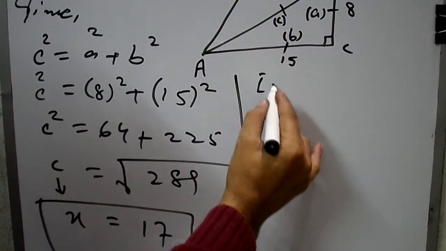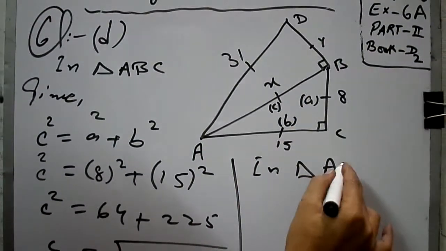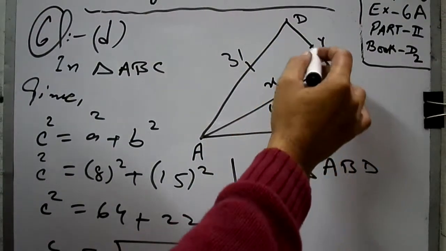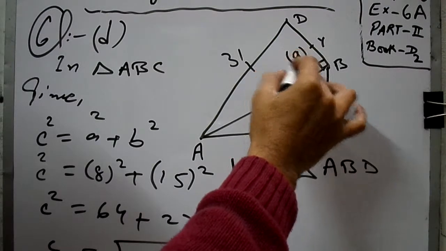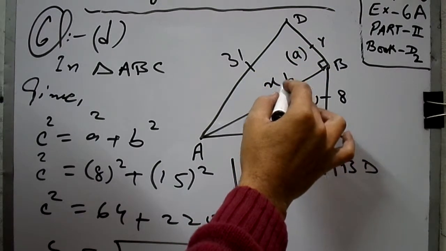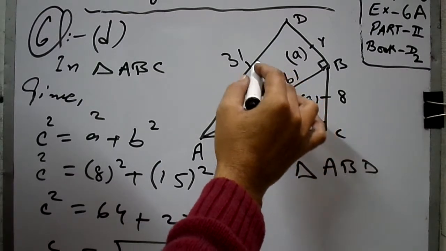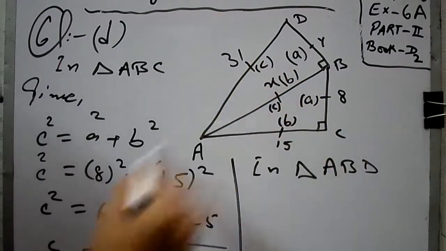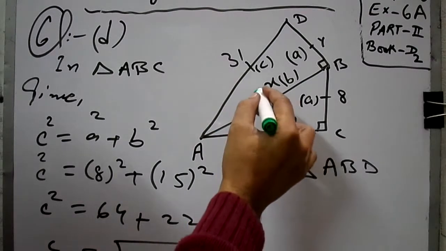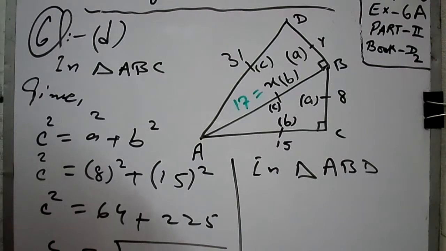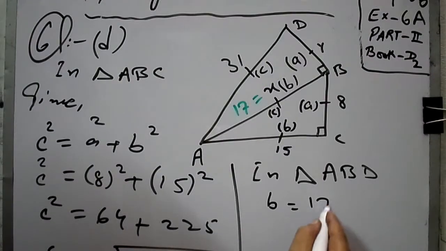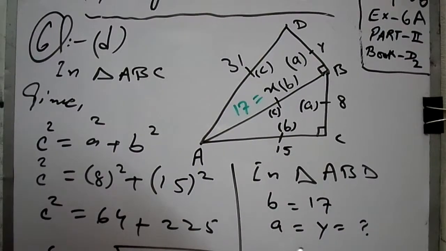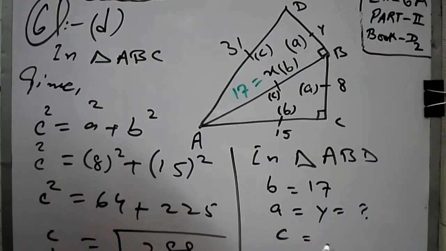So now you take triangle ABD. In this triangle, that is your hypotenuse, that is your perpendicular, which is known as altitude, that is your base, which is your B, and that is your C, which is your hypotenuse. B is x, which you have just calculated, that is equal to 17. So it will help us in the next triangle. When you take triangle ABD, in this triangle the value of B is 17, value of A is y, we have to find, and the value of hypotenuse C is equal to 31.